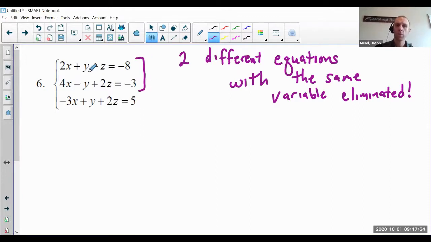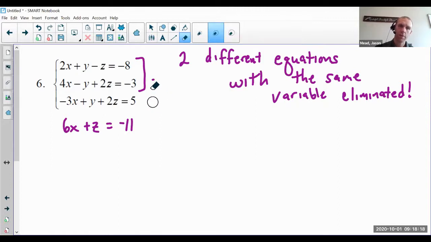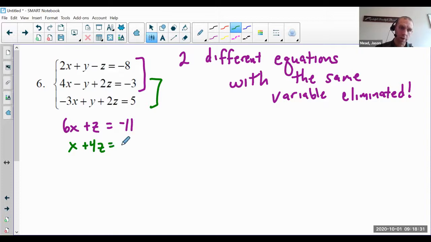If I group equations 1 and 2 and add them together, what's going to happen? 2x plus 4x is 6x. y plus negative y goes away. 2z minus z gives me z. And then I have negative 11. If I group the second and the third equations, I'll use a different color so it's easier to see. 4x minus 3x gives me x. Negative y plus y, they go away. And then this becomes 4z equals positive 2.